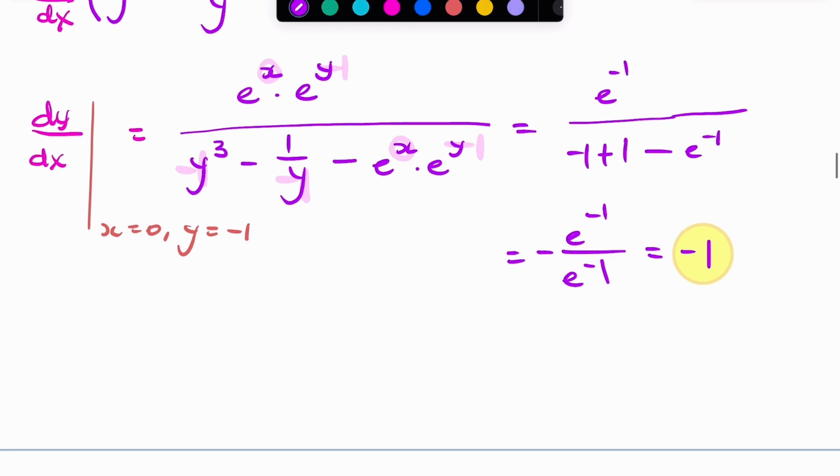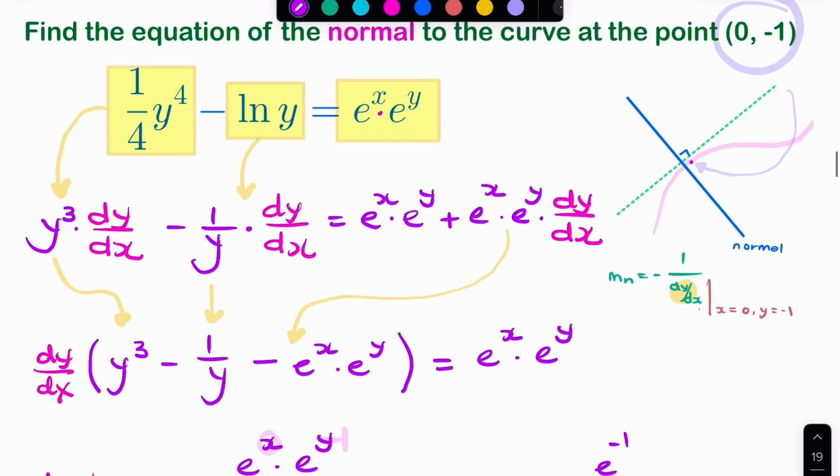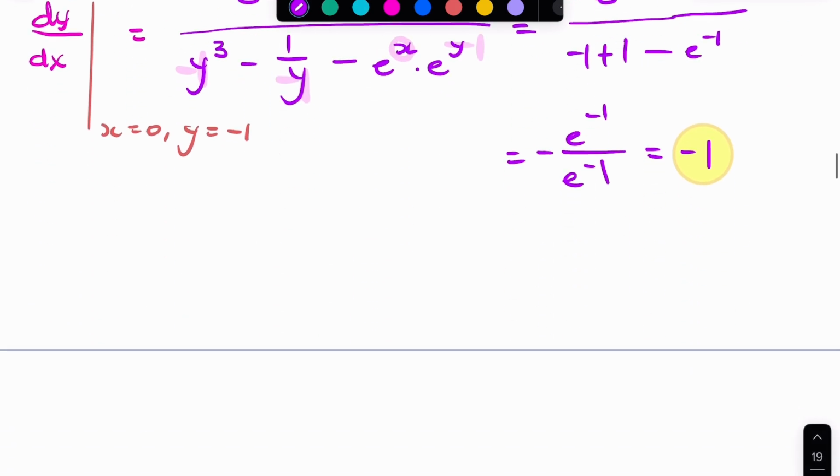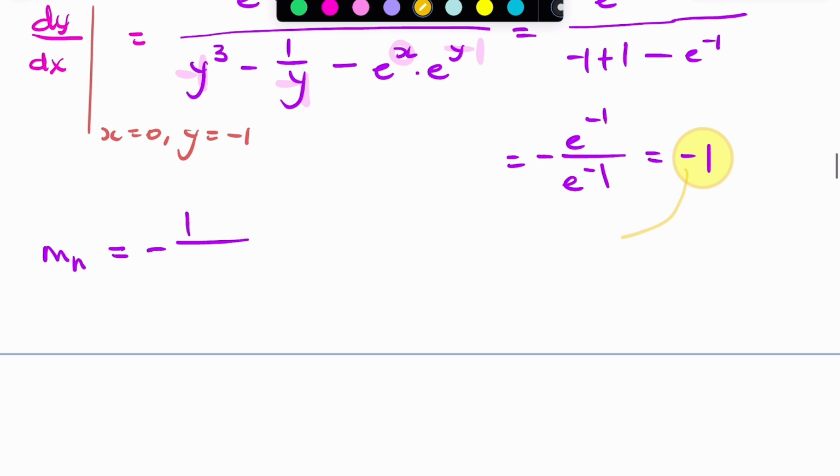We still need to find the gradient of the normal. Remember, the gradient of the normal is -1 over dy by dx. So the gradient of the normal is -1 divided by this dy by dx. So it's -1 over -1, so that's +1. So that is the gradient of the normal.